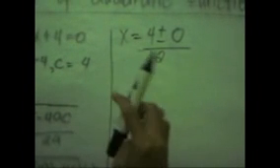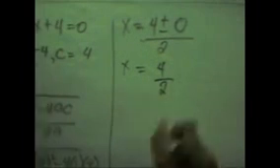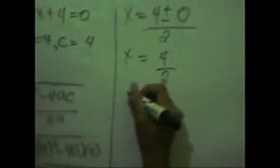Now, 4 plus 0 is only 4. 4 minus 0 is only again 4. Now, x is equal to 4 divided by 2. x is equal to 2.